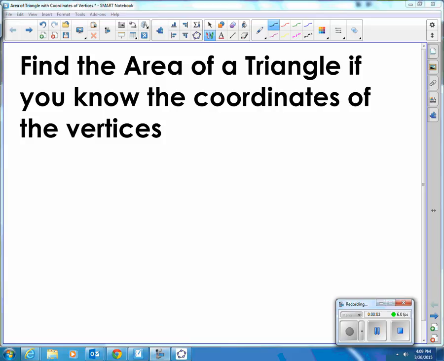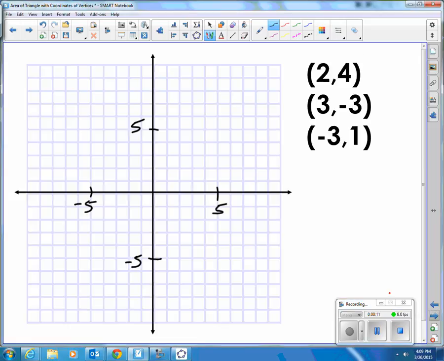This video clip explains how to find the area of a triangle if you know the coordinates of the vertices. For example, if we know the vertices of a triangle are (2, 4) and (3, -3) and (-3, 1), we can create a triangle.